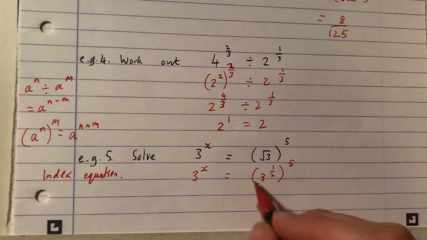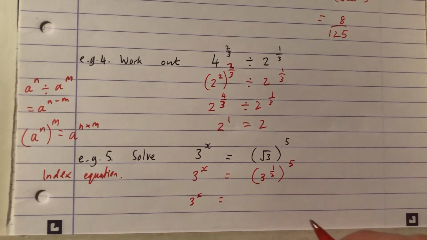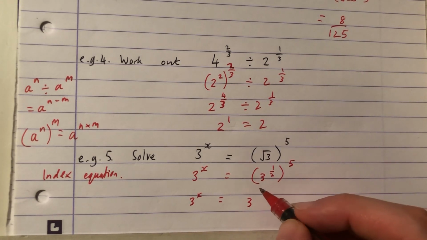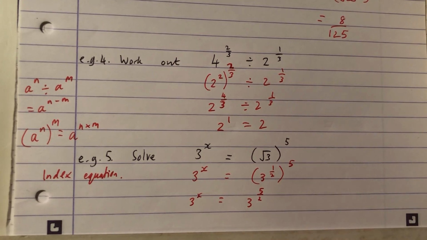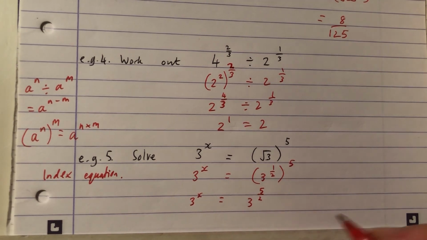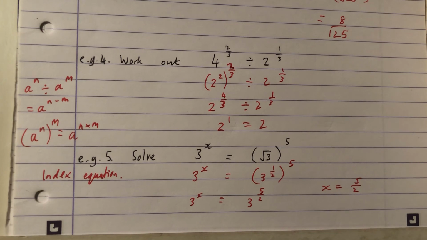Okay, using my index rules from year 10, I know that 3 to the power of a half to the power of 5, you multiply the powers. And you want the powers always to be fractions, never decimals. 3 to the power of 5 over 2. And now if you compare the left-hand side, got a base 3. Compare the right-hand side, it's got a base 3. And you compare the powers, x and 5 over 2. The only way this equation can be correct is if x is equal to 5 over 2. And that would be it.